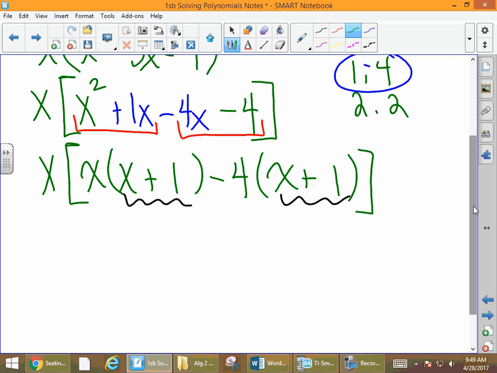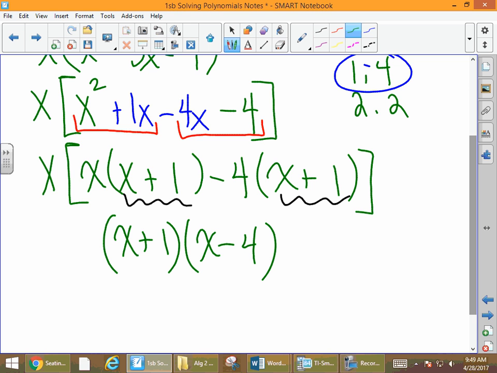And then what we see in our group there is we've got x plus 1. X plus 1 is in each group. I don't think I said that very well. And then our singles, x minus 4. And lastly, don't forget the original GCF.